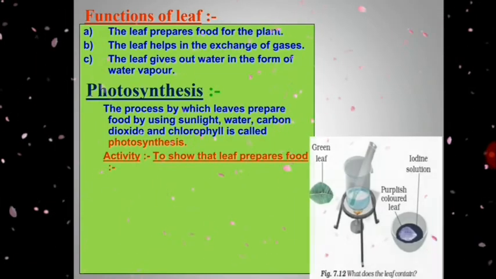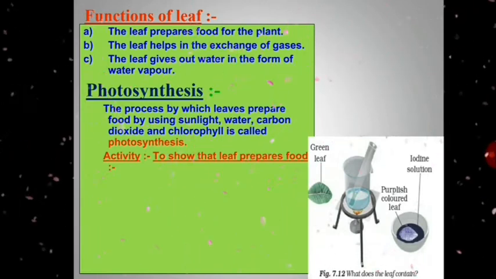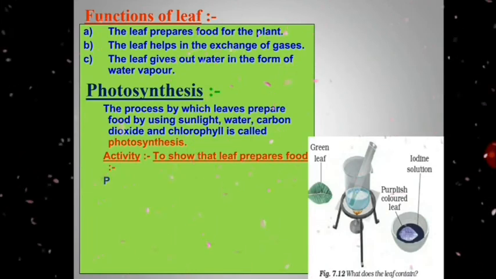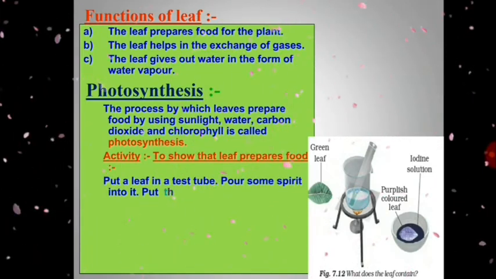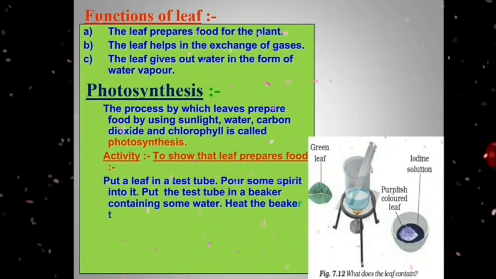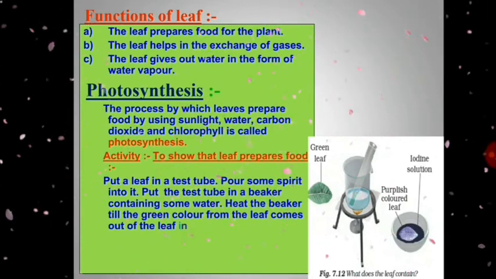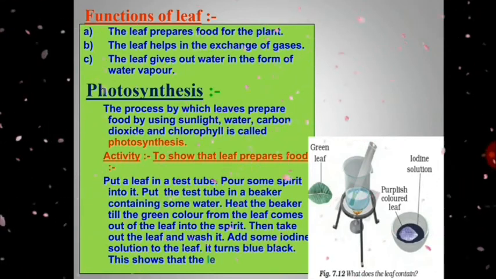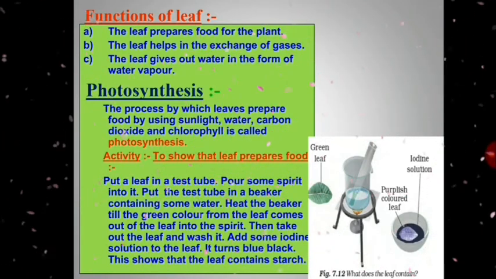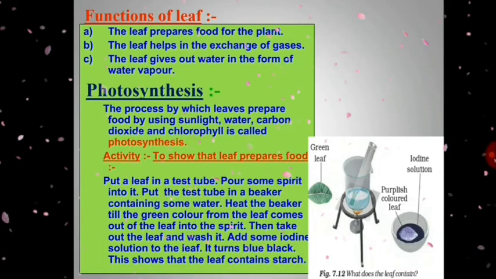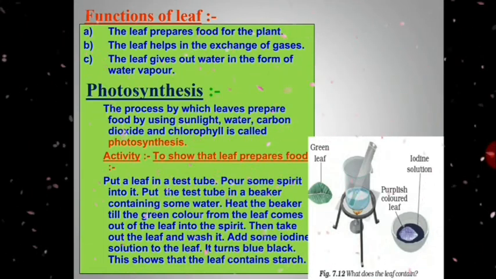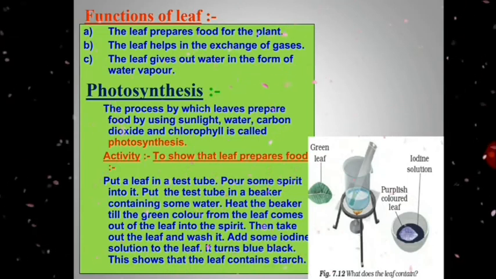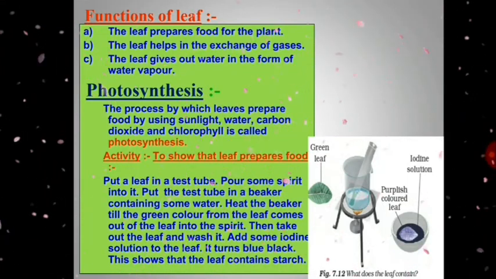Let us do an activity to show that leaf prepares food. Put a leaf in a test tube, pour some spirit into it as we can see in the picture. Put the test tube in a beaker containing some water. Heat the beaker till the green color from the leaf comes out of the leaf into the spirit.